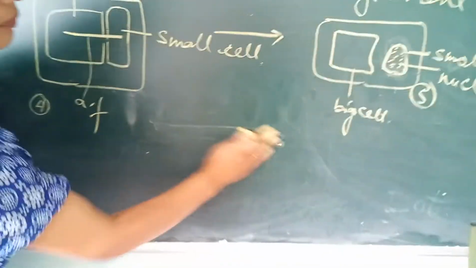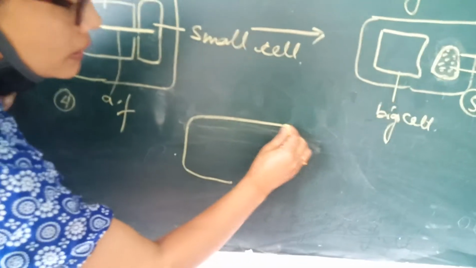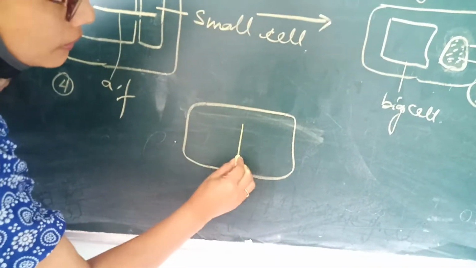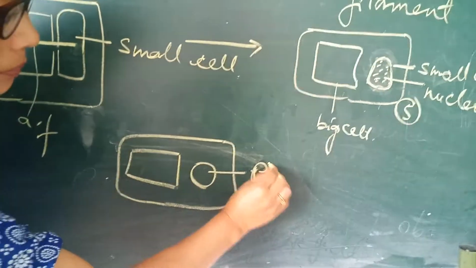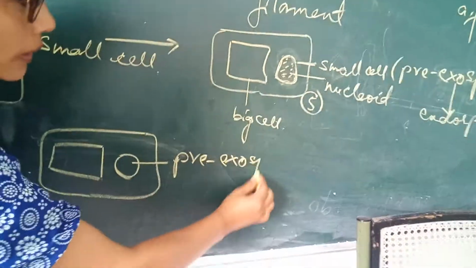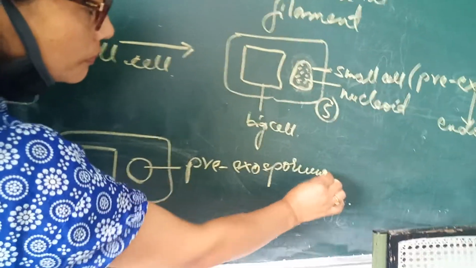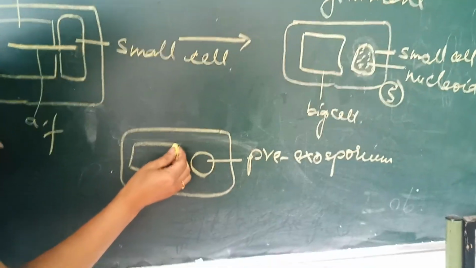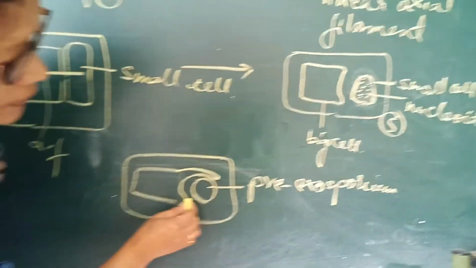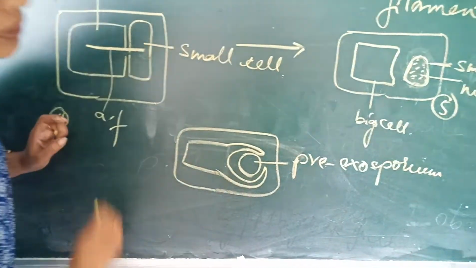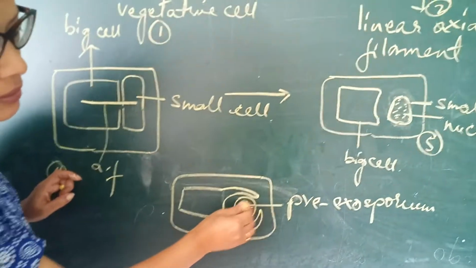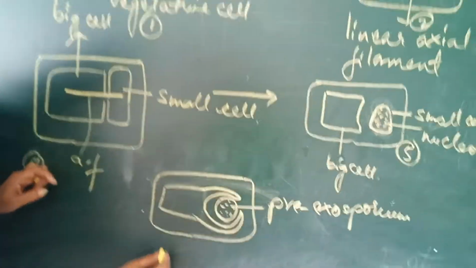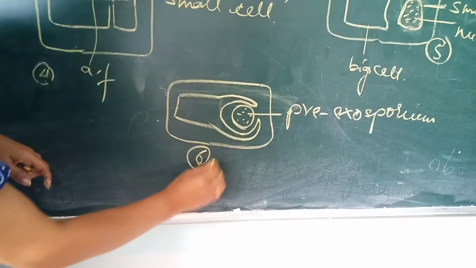Okay, now in the sixth step, this is bacteria. Remember, this is the big cell, small cell. Now this is becoming a pre-exosporangium. This one will slowly form an envelope around the small cell. Okay, it will slowly form an envelope around the small cell. This is the sixth step.